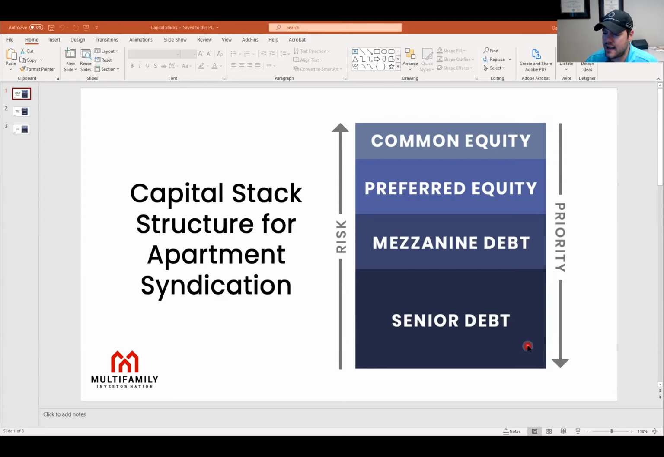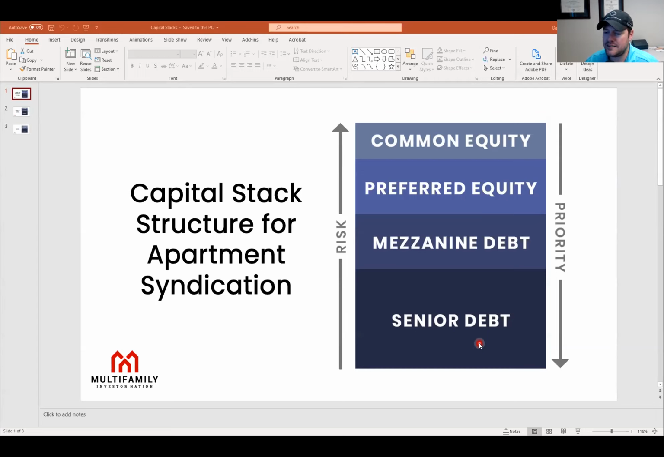Have you mentioned yet the higher priority gets the lowest return? So we mentioned that a little bit earlier on, Brad, but it's a good thing to bring up because yes, the lower you are in that capital stack structure. If you're down here in the senior debt position, you're going to be in the highest priority. So you're going to get the lowest return because the risk of that deal is a lot lower as well.